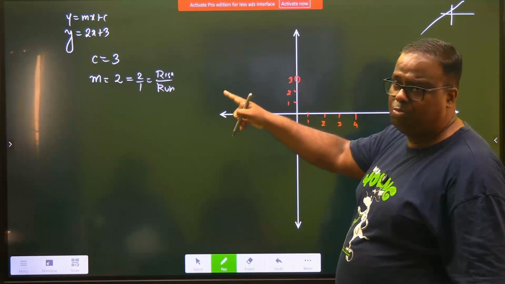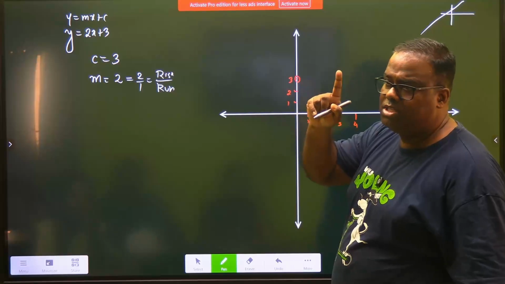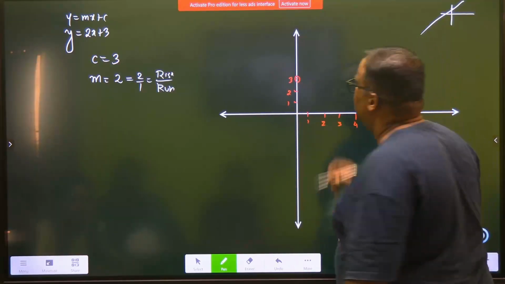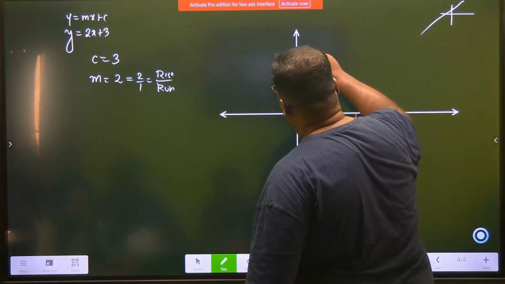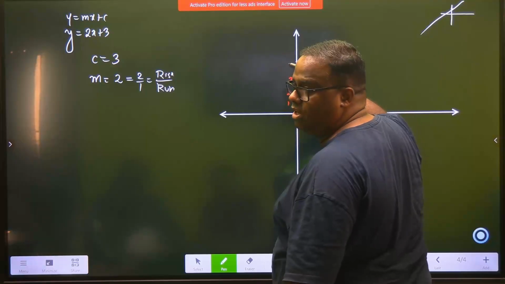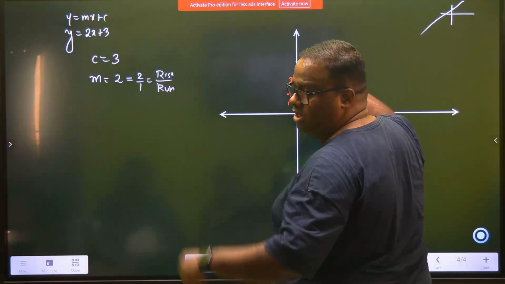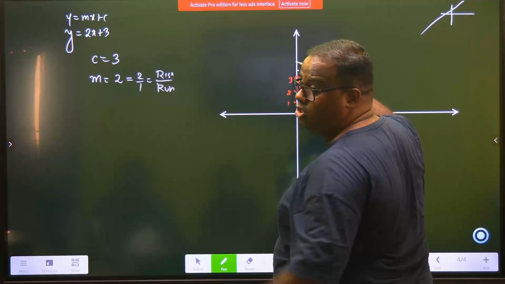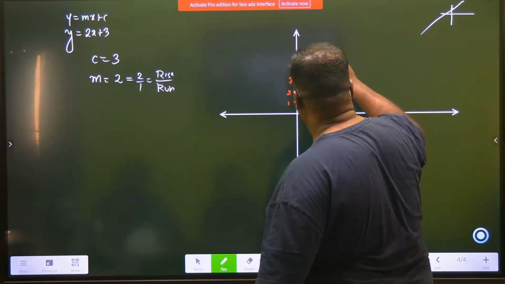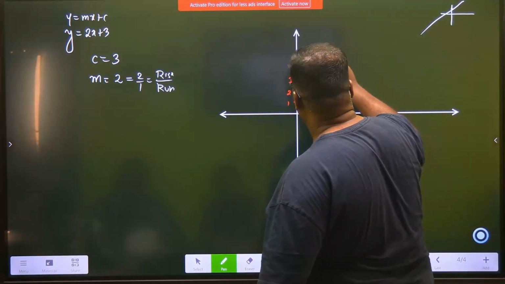Where are you? Where are you? 3. The rise is positive. So you climb how many steps up? 2 steps up. So you climb from 3, you climb 4, you climb 5. You're holding yourself here. And then you have to move what? Run. Run how much? 1. 1 positive. So you move out here. This is the first point. So this point is (1, 5).